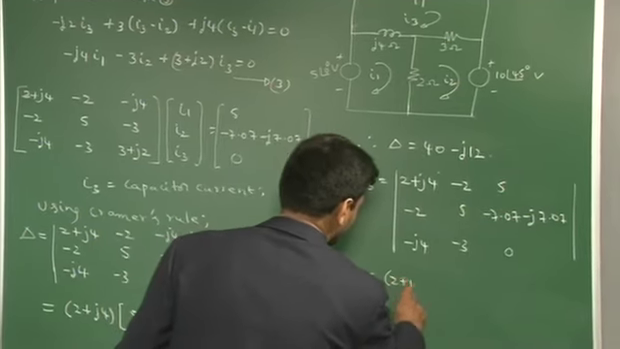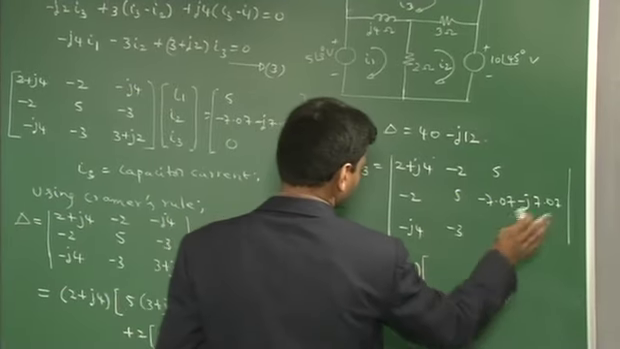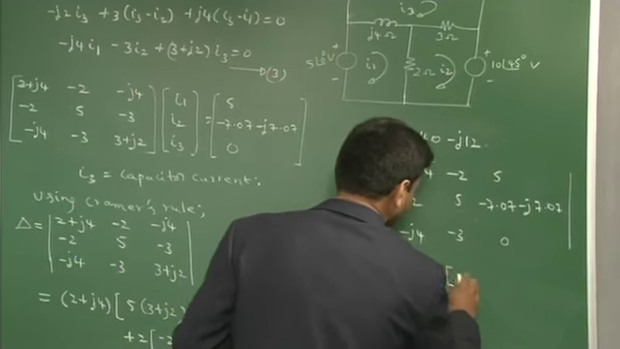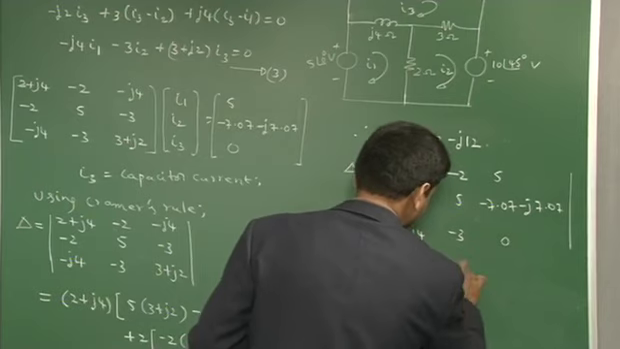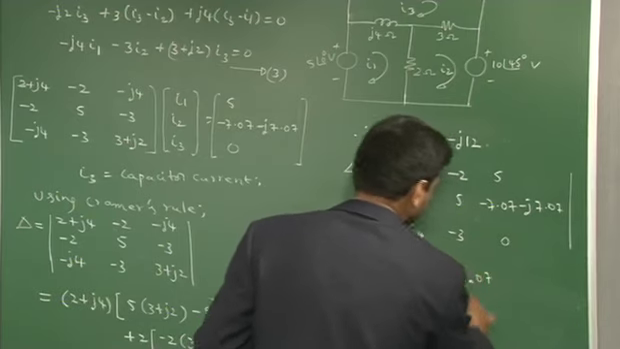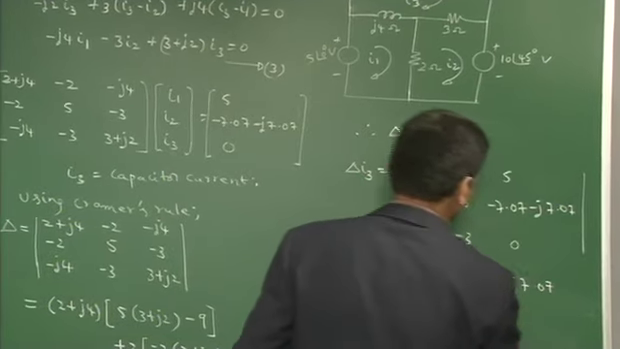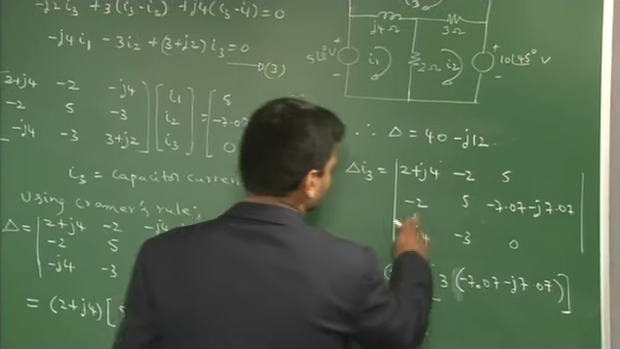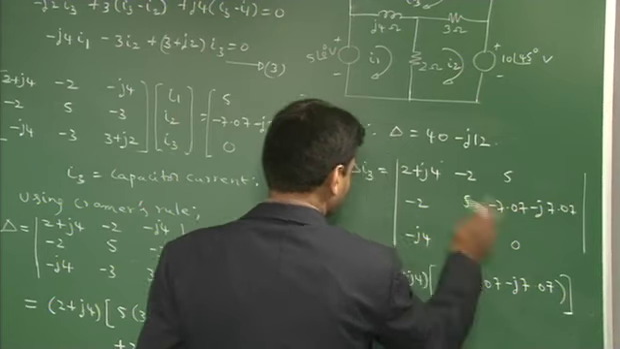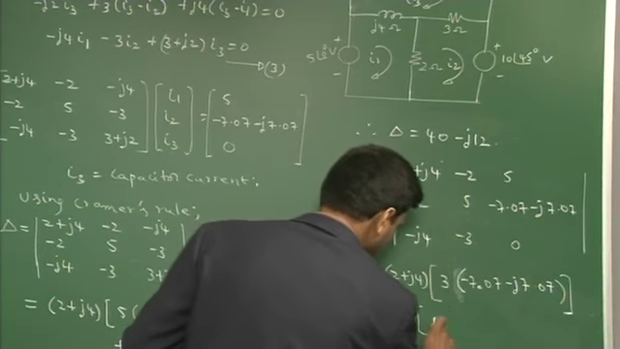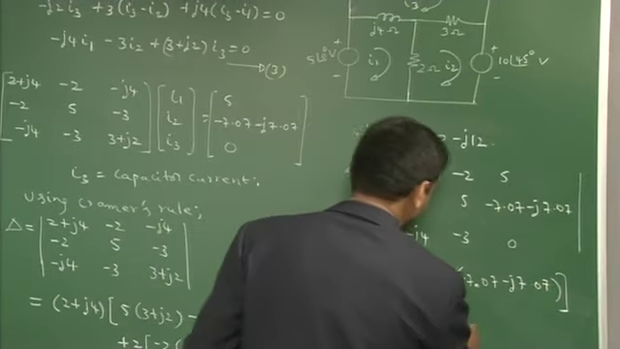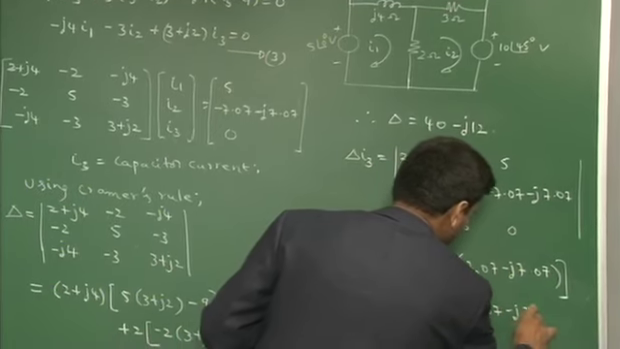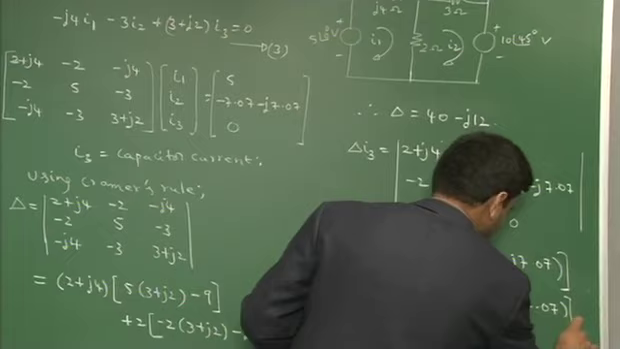So 2 plus j4, square bracket opens, 5 into 0, 0. Then there is minus plus, so 3 then minus 7.07 minus j7.07. Okay, so this is the end of the first term. Then plus 2, square bracket opens. This is 0, minus 2 into 0, 0. Then there is an inherent minus that gets multiplied with this minus, so plus j4, and then into this minus 7.07 minus j7.07. Now the square bracket closes.